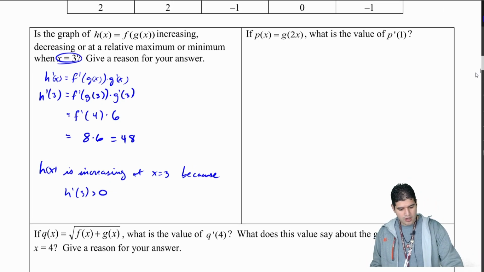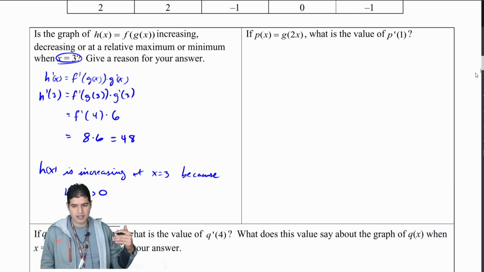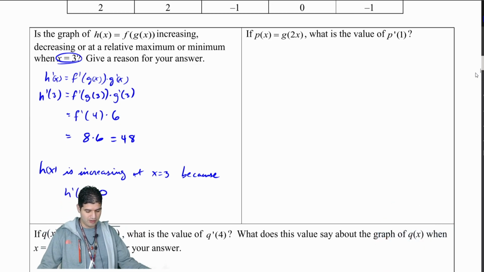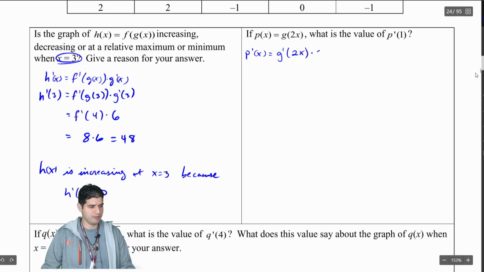All right, and now we're going to jump into our second problem here, where we want to find the value of p prime of 1. Okay, so let's find p prime of x real quick. That's going to be the derivative of the outside, so g prime of, hold on to the inside, times the derivative of the inner part, so times 2.